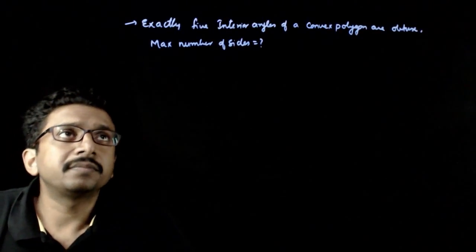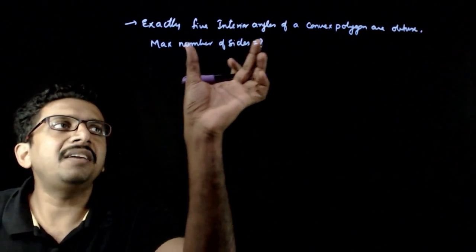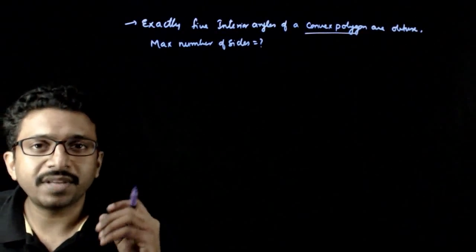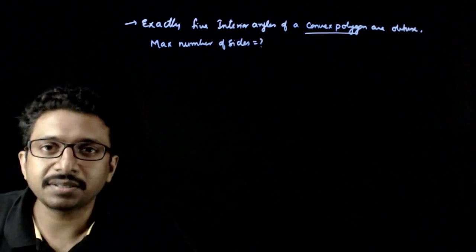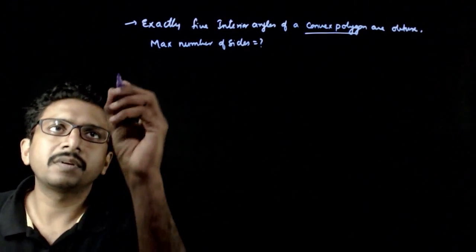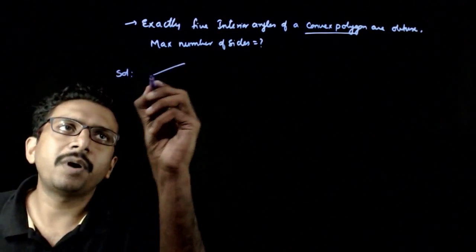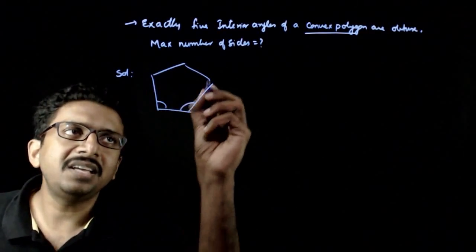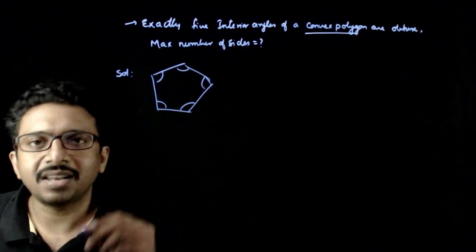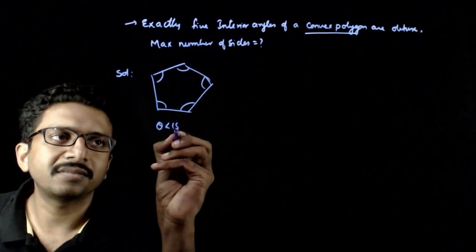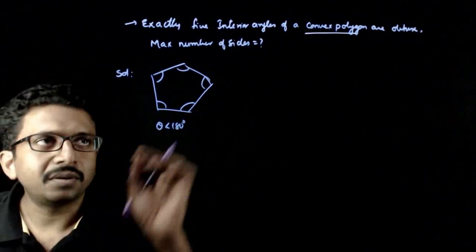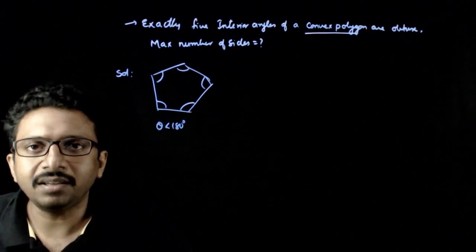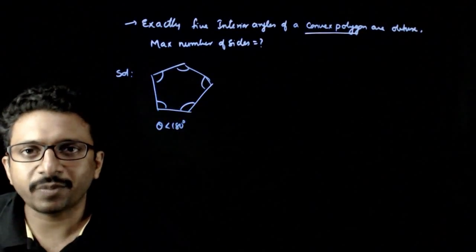So welcome students. In this question you are given that exactly 5 interior angles of a convex polygon are obtuse. If that is so, what is the maximum number of sides of this polygon? So what is a convex polygon? A convex polygon is a polygon where each interior angle is less than 180 degrees. So if all the interior angles are less than 180 degrees, then we say that it is a convex polygon.